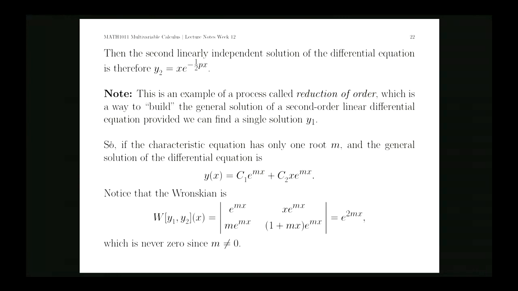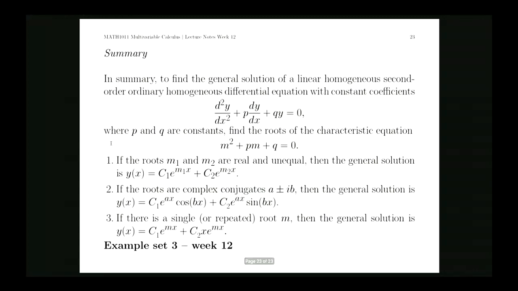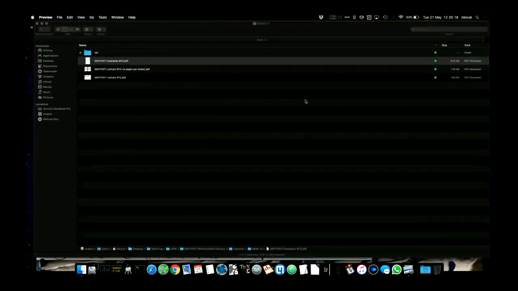And I can calculate the Wronskian of these two. I need the product rule for x e to the mx. It's not identically 0, done. Because if the Wronskian is not 0, you can be certain that any other solution is a combination of those two. That's all you need to build the general solution. So, in summary, this is all you have to do. And instead of looking at this, let's look at the formula sheet.